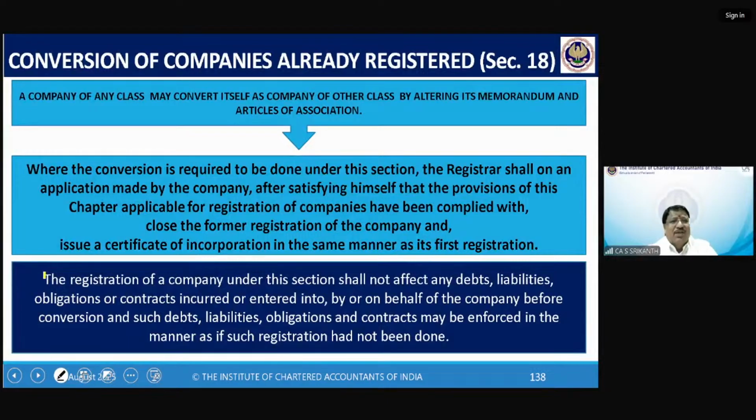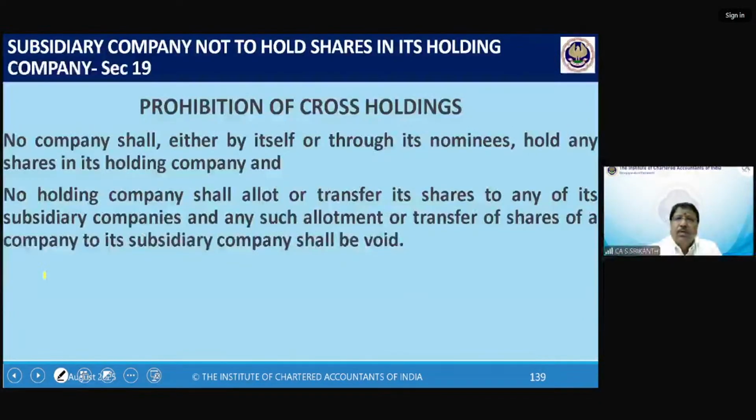So we already saw conversion of OPC to private, private to OPC. Whatever it is, you pass a special resolution, file the document and change. Obtain the approval and do it. Okay. Now, this is a very interesting section. I'm very surprised.